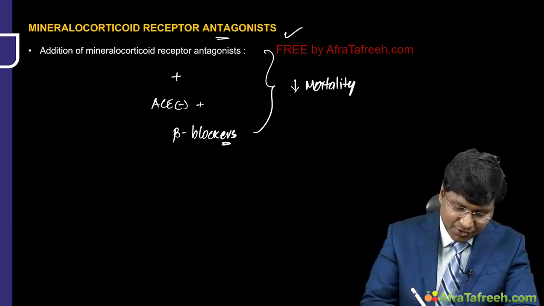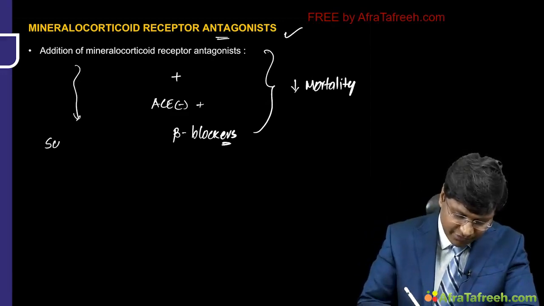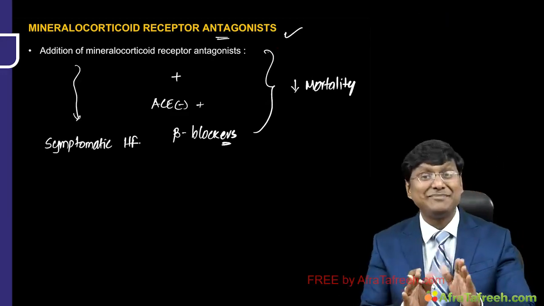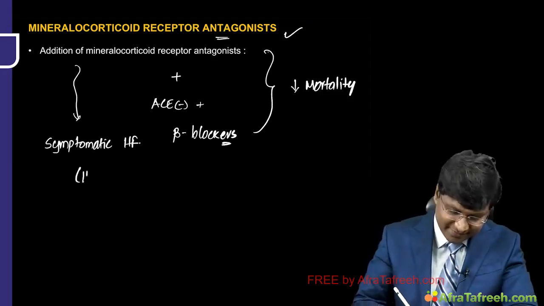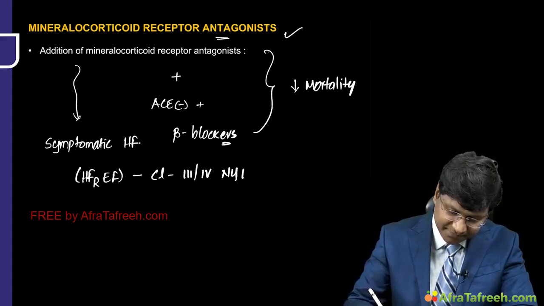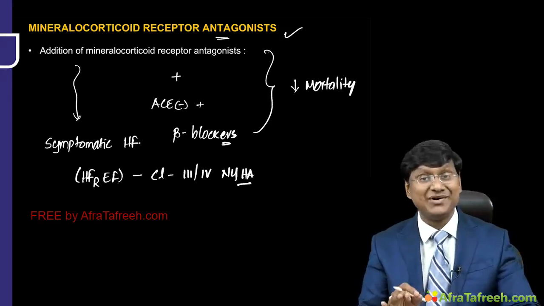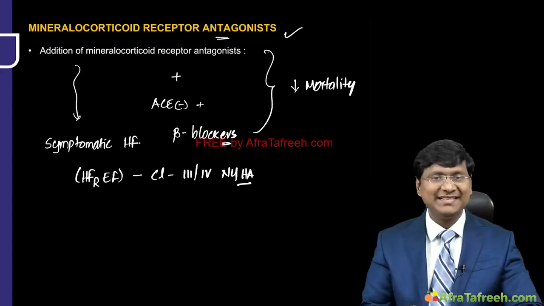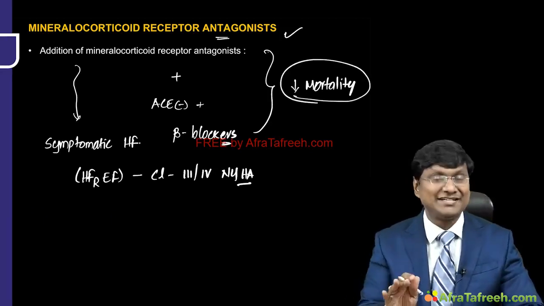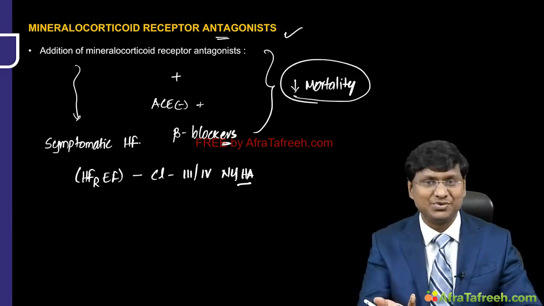Okay, but you have to add this only in cases of symptomatic heart failure. Symptomatic heart failure means heart failure with reduced ejection fraction of class 3 or class 4 NYHA. So in this scenario, you can add a mineralocorticoid receptor antagonist. Further reduction in mortality is very good.